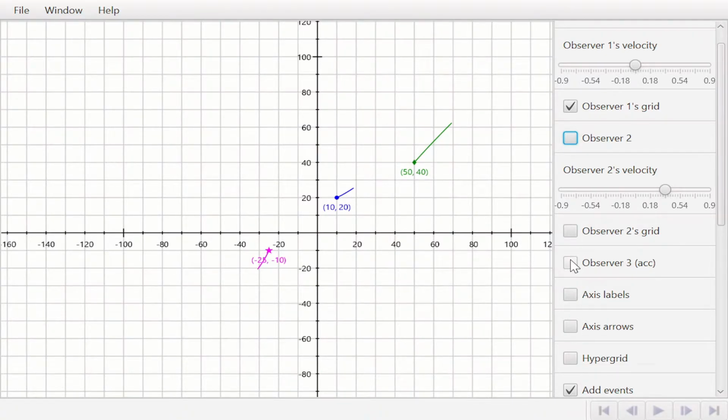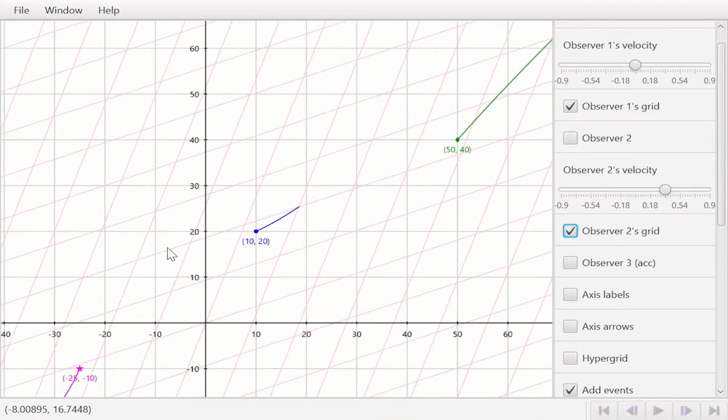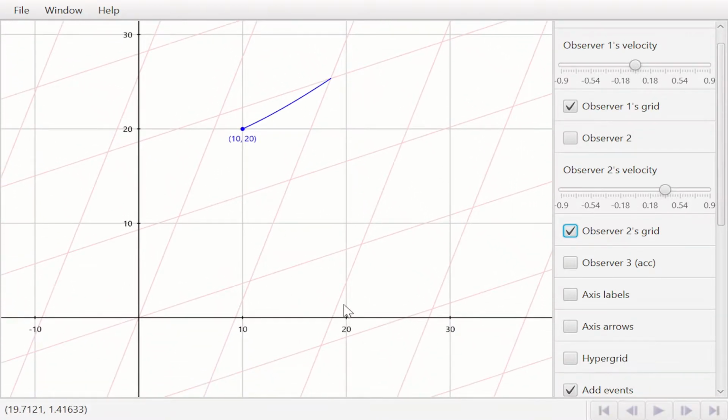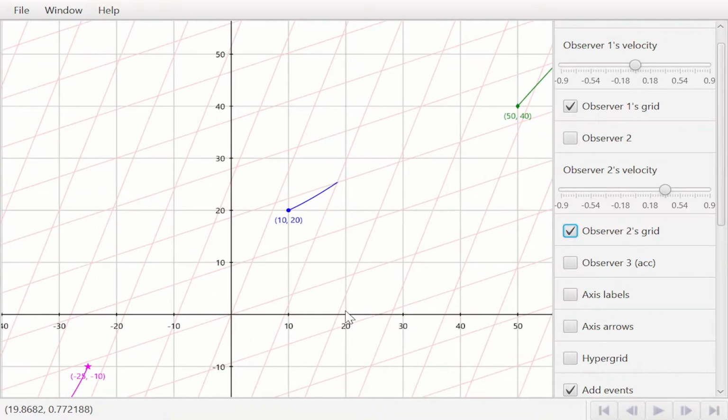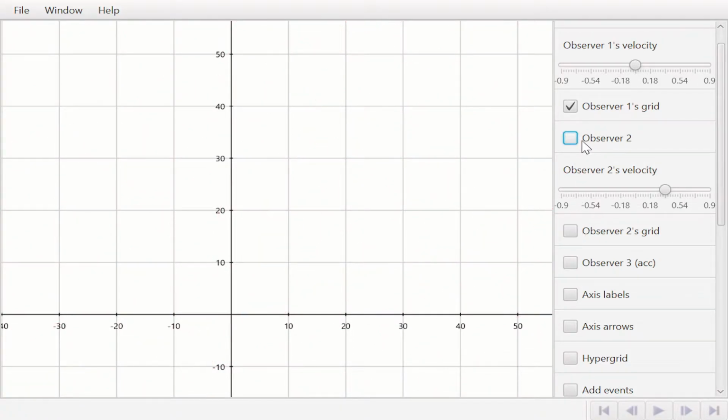Let's see, second observer's grid. And let's look at that. So here we have point 1020. And looking at, let's put on the axes. Okay, so that's 1020 right there. So we boosted that from this frame to this frame. Let's remove that.